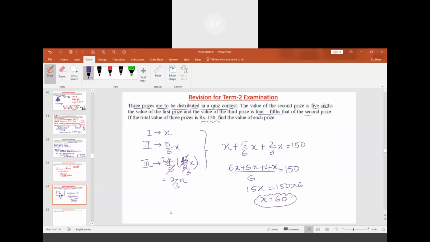X value found, that is for the first prize, it is 60 rupees. For the second prize, it will be 5 by 6 of 60, 50 rupees. For the third prize, it will be 2/3 times of 60, 40 rupees. So 60 rupees, 50 rupees, and 40 rupees add up to 150 rupees. Very easy.